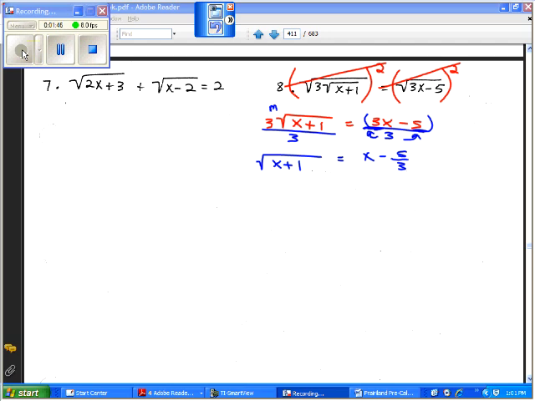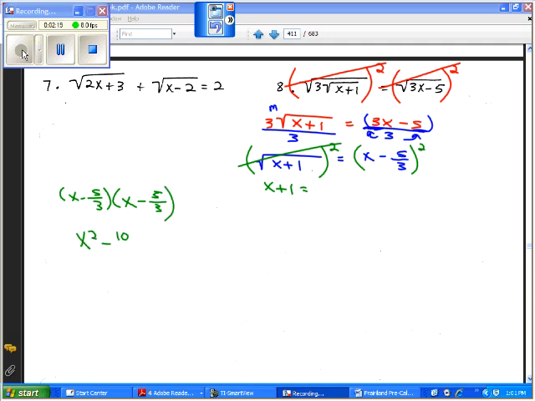So we had an isolated radical. We squared both sides, but then it produced another radical. So we isolate it, and then we're going to square both sides again. Now that square cancels the square root, and we get an x plus 1 over here. On the right side, we're going to have x minus 5/3 times itself, x minus 5/3, which is going to be x squared minus 10 thirds x plus 25 ninths.